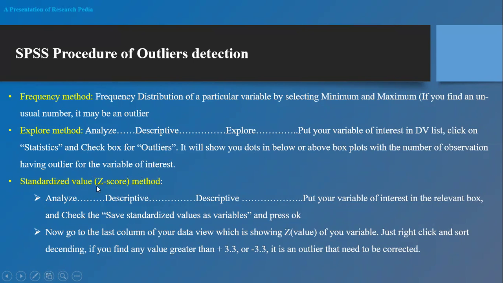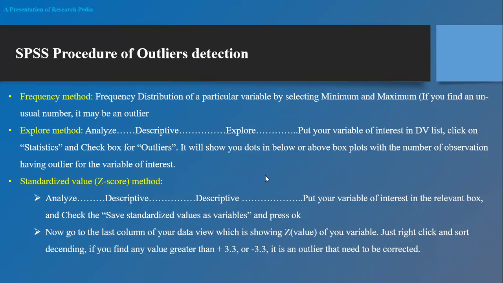The third method is the Z standardized method. You need to go to analyze, descriptive, put your variable of interest in the relevant box and check save standardized values as variables and press OK. Now go to the last column of your data view variable. If it is showing the Z value of your variable, just right click and sort descending. If you find any value greater than 3.3 or minus 3.3, it is an outlier that needs to be corrected.